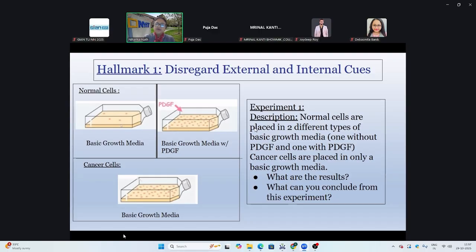Then cancer cells don't respond to apoptosis signals, so they will not listen. But if there are certain special signals, they will try to evade them, and so they have a mechanism to evade it. So here it is.